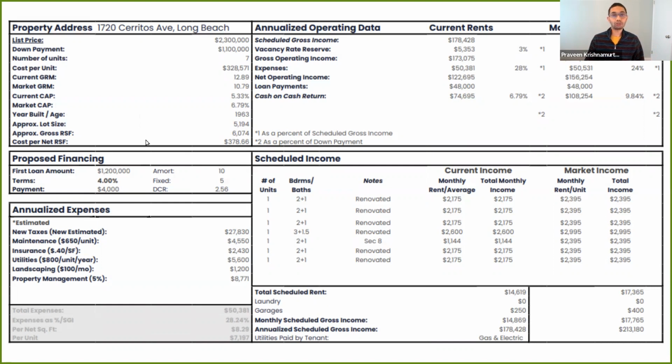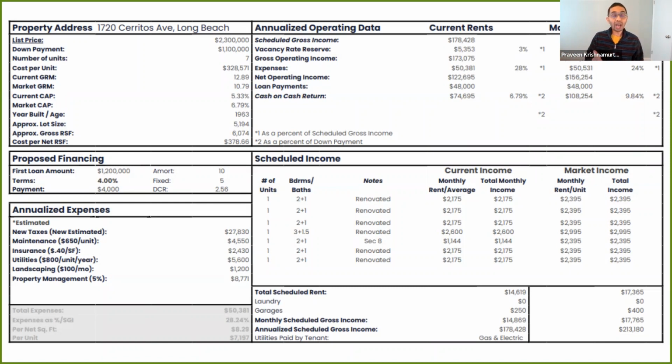They're giving a proposed financing. Apparently, the seller is willing to finance the property for up to 10 years, according to this. And then they put out annualized expenses, like taxes, maintenance, insurance, utilities, landscaping, property management. A word of caution here. This is the seller's broker saying this is what the financial picture of this property looks like. You have to take it with a grain of salt, because it's in their best interest to lowball some of these numbers like expenses.